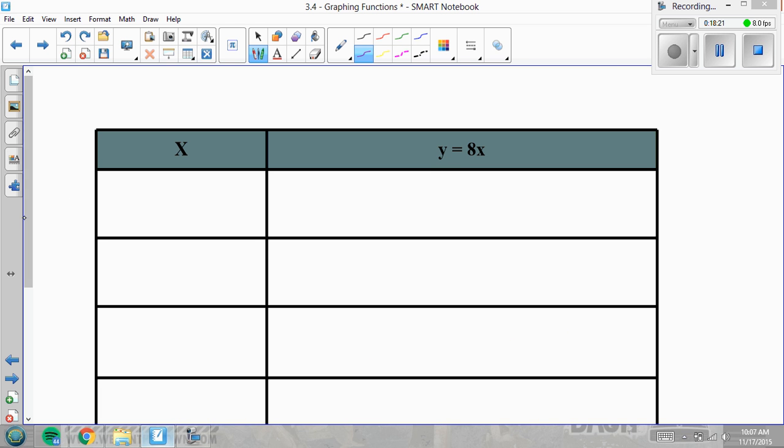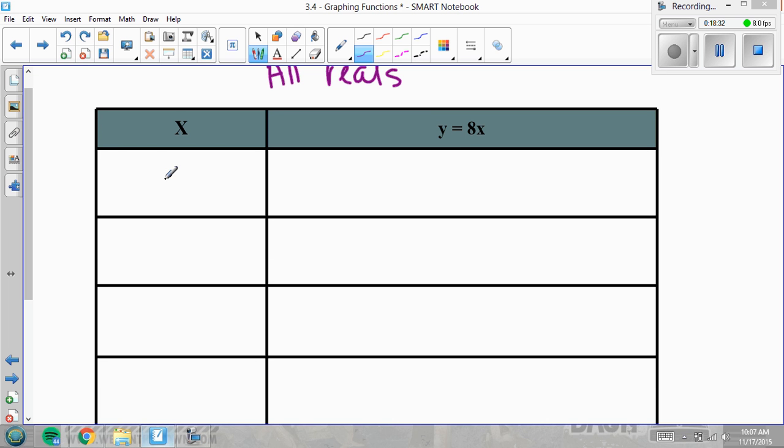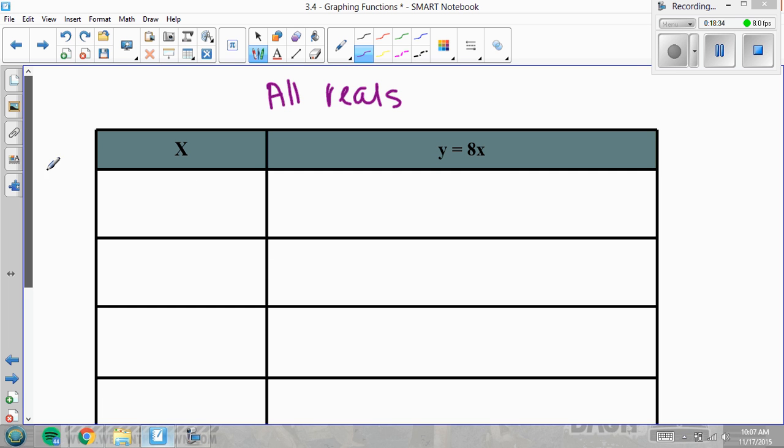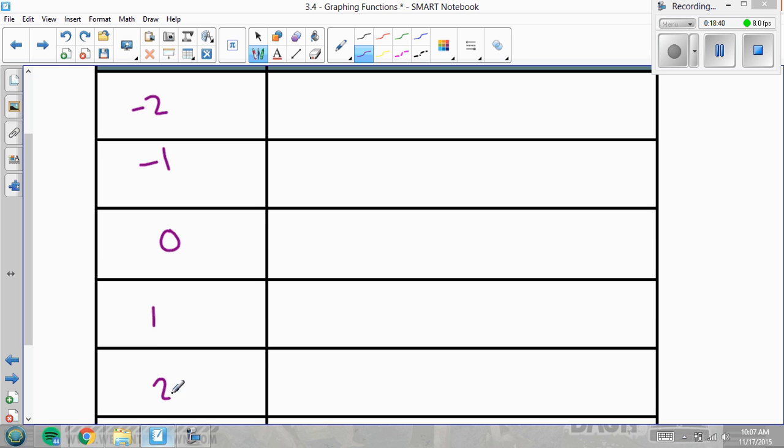Okay, so now I want you to do this one. y equals 8x. We're going to use all reals again. So you can pick any 5 numbers. I always like to stick to the basic, -2, -1, 0, 1, and 2, just so I know that it will fit better, usually on your graphs. So I want you to find y for each of those.